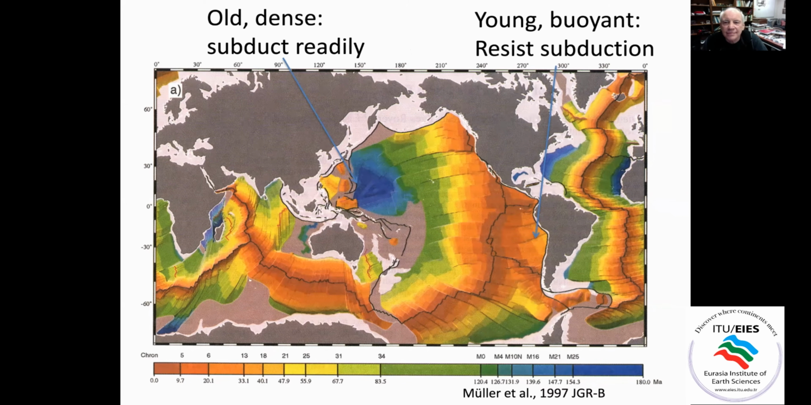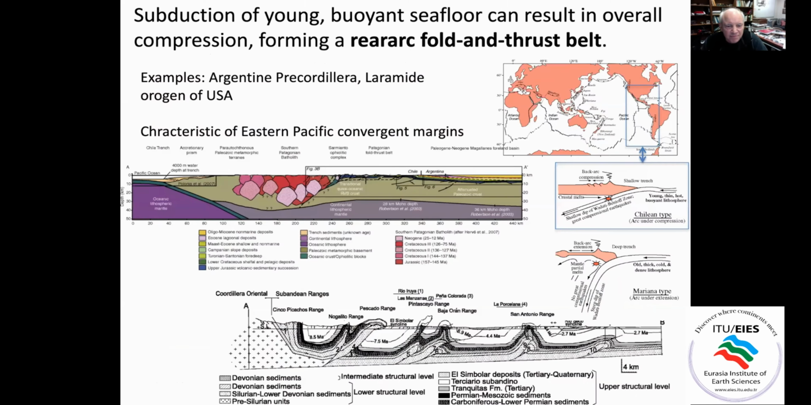All right, so if we subduct young buoyant seafloor and young buoyant anything, continental crust, this will result in overall compression, and it will form a rear arc fold and thrust belt. So here we have the rear arc of the Andes, Chilean type subduction zone, and here are some cross sections.